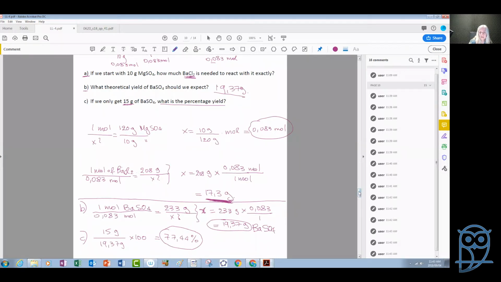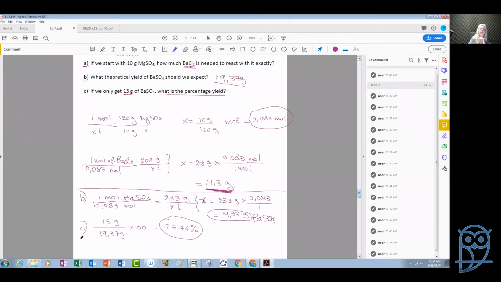So finding the percentage yield is actually easy. Remember, it's the ratio of the actual yield, what we actually get, divided by the theoretical yield, the one that we get from our calculations. We multiply by 100, of course, to get the percentage. In this case, we get only 77.4% of the expected value. This is the percentage yield of this reaction. All right.